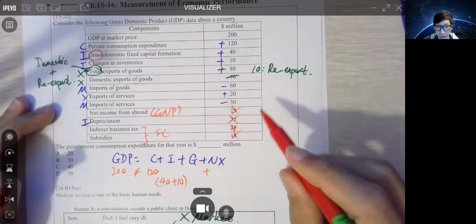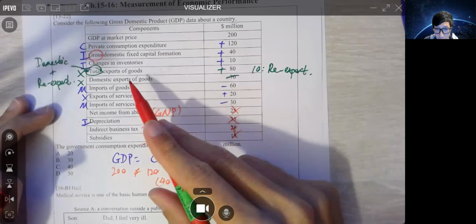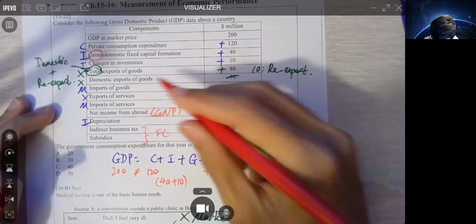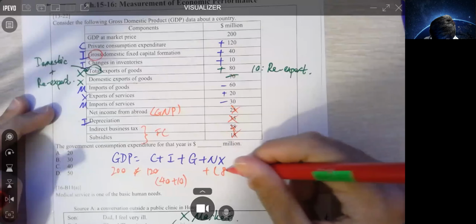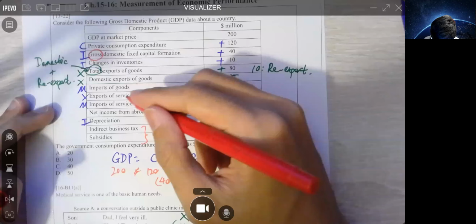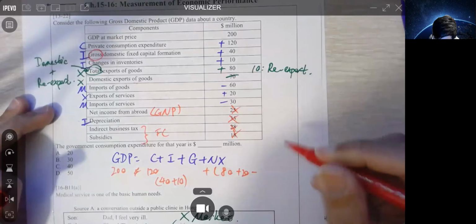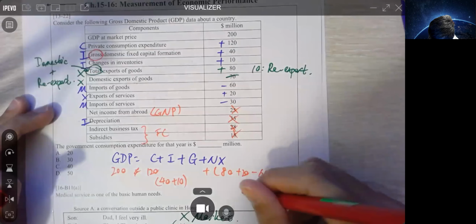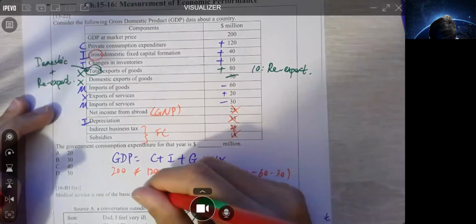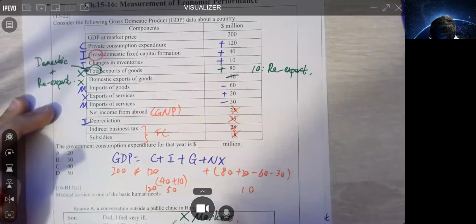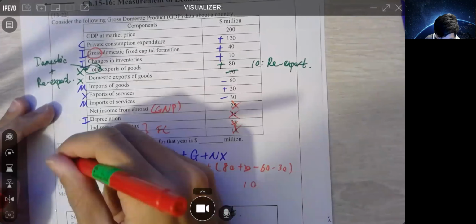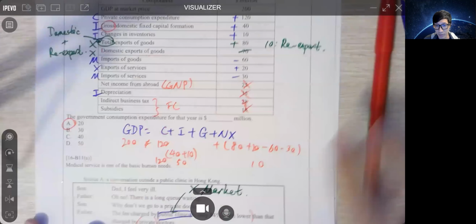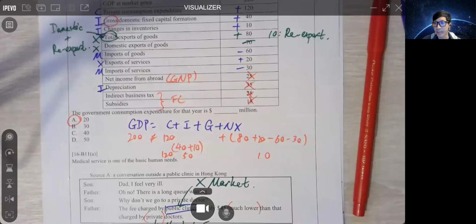NX, we really need to calculate. NX should be total export of goods, right? Total export of goods would be 80. Then export of service, 20. Minus import, 60, 30. So this is 10, this is 50, this is 120. I think G should be 20, right? I think G should be 20 to balance this equation.